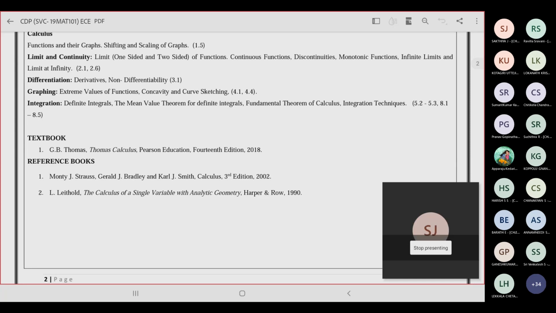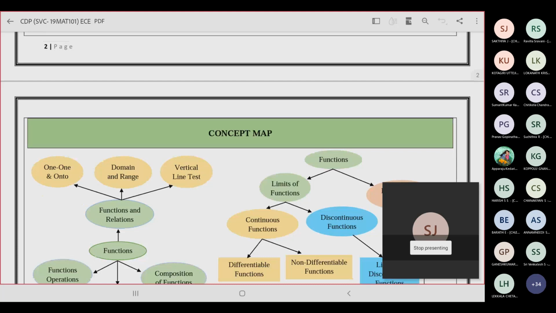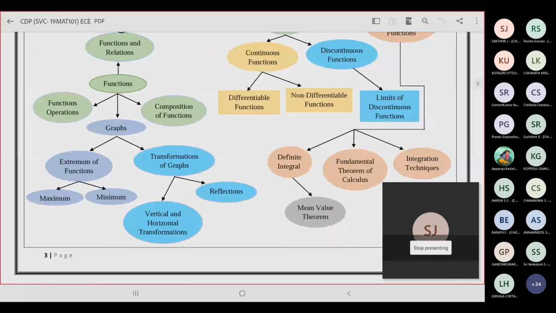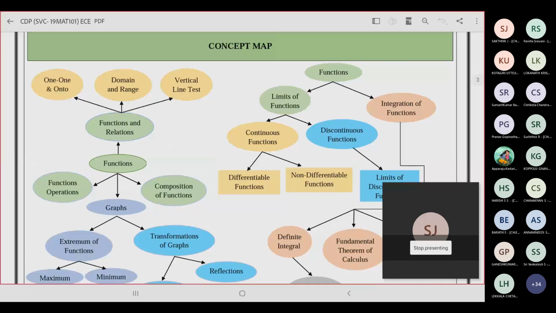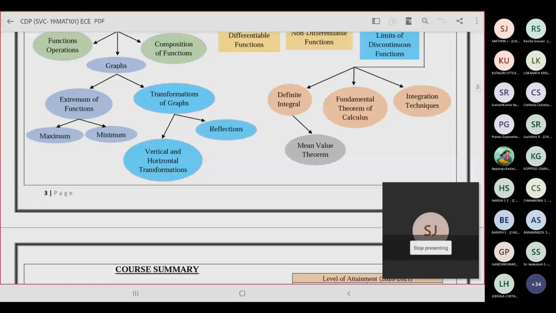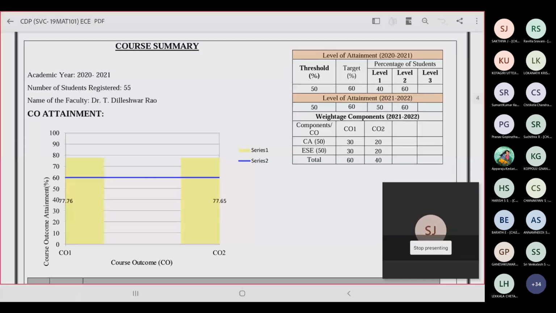You can see that this is a concept map according to your topics given above. You can go to the CDP and see the concept map. Now, this is the course summary according to the previous semester. You can go to the CDP and see the previous results, whatever the students have got.